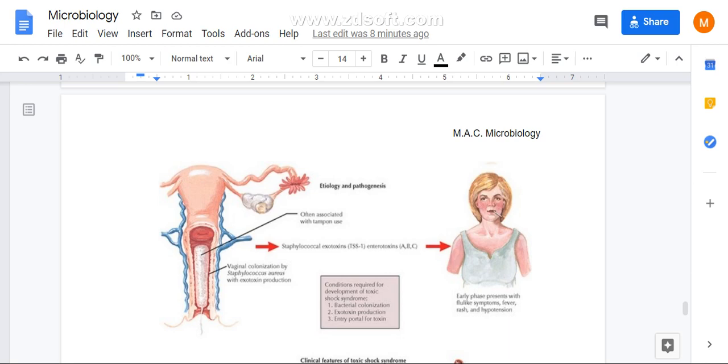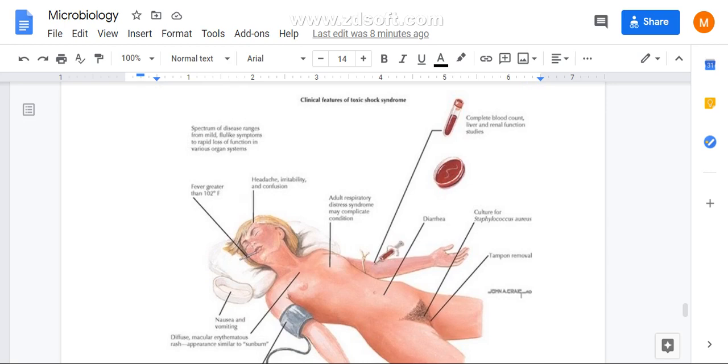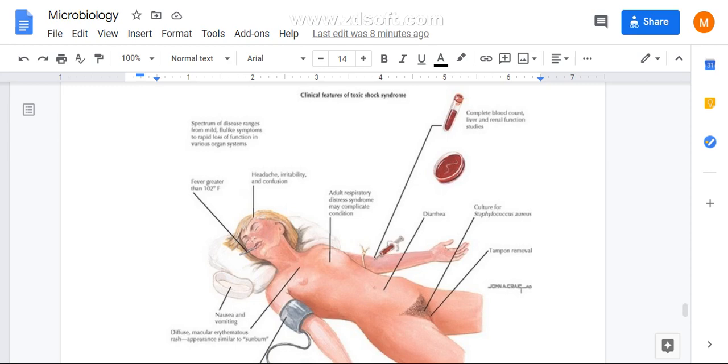From here, early phases present with flu-like symptoms, fever, rash, and hypotension. Some of the clinical features: the disease ranges from mild flu-like symptoms to rapid loss of function in various organ systems. High fever, headache, irritability, confusion. You have adult respiratory distress syndrome, diarrhea, nausea and vomiting. And you treat this by removing the tampon, obviously.